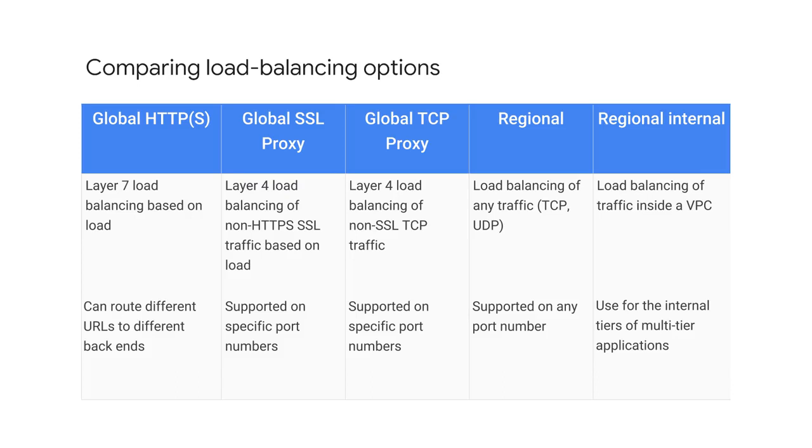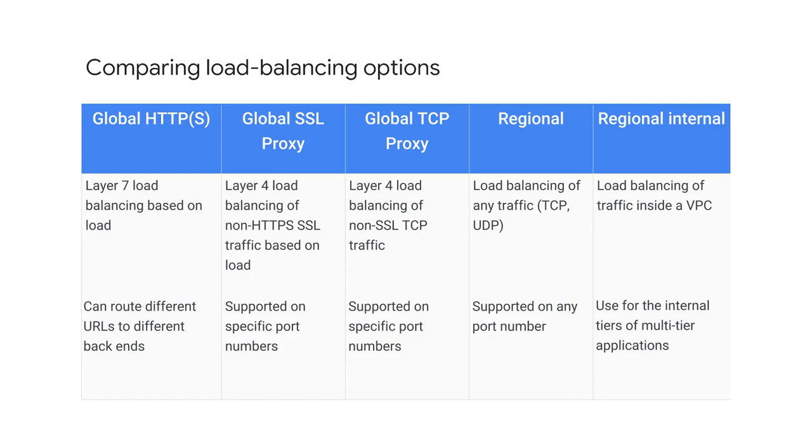GCP offers a variety of ways to load balance inbound traffic. Use global HTTPS load balancing to put your web application behind a single Anycast IP to the entire internet. It load balances traffic among all your backend instances in regions around the world. And it's integrated with GCP's content delivery network.